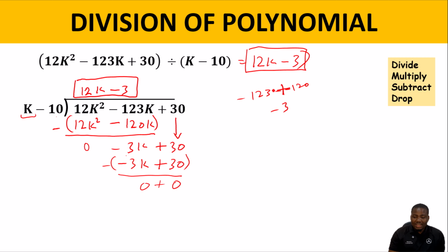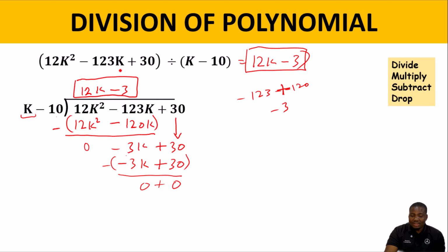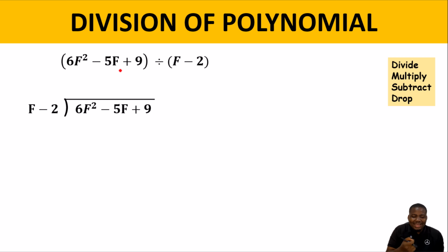Which means that if we multiply 12k minus 3 with k minus 10, you should get all of this. You can try it out. If you don't know how to, this is like binomial expansion. If you don't know how to do that, you should check the channel. Just search for binomial expansion. You will get it. So this is another question. It might look simpler than this, but I can tell you this is slightly more complex than the previous question.